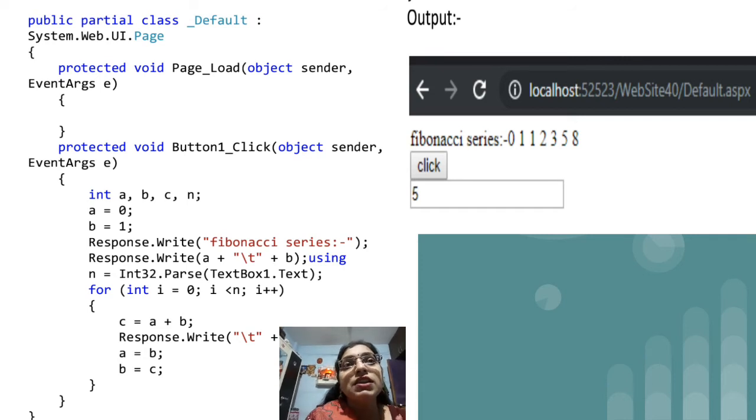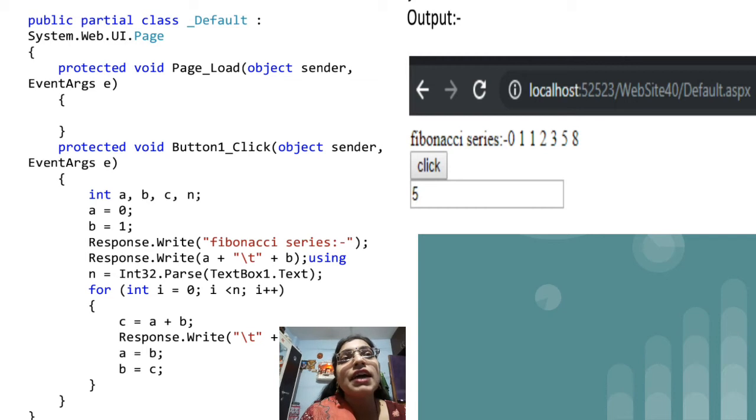So if you see the output, that is 0 and 1, in the code I have initialized a equal to 0, b equal to 1, right? And then response dot write, we have written Fibonacci series. So the Fibonacci series message is displayed. After the second response dot write, we have written a plus tab space then b. So a is what? 0. So 0 is displayed, and b, that is 1, 1 is displayed. So Fibonacci series 0 1. These are your initial numbers which we have manually initialized.